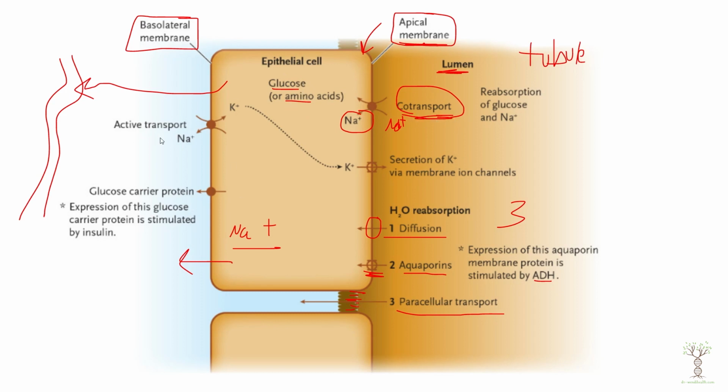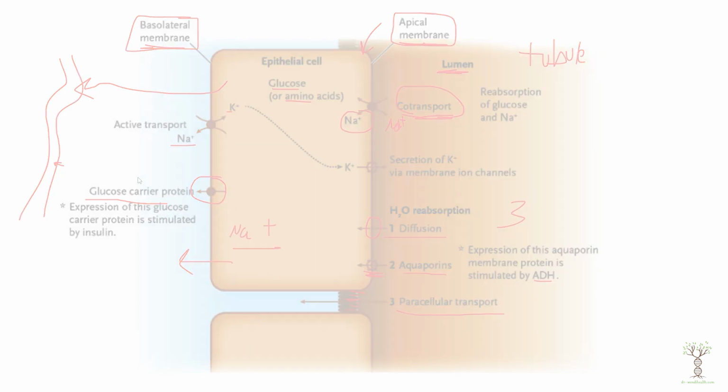And then on the opposite side, on the basolateral membrane, we have sodium-potassium pumps. And this is to prevent a buildup of sodium from occurring in the cell. So as sodium moves in, it's going to be pumped out on the basolateral side. And then on the basolateral side, we have glucose carrier proteins that will move the glucose out of the cell so that it can then go into the bloodstream.